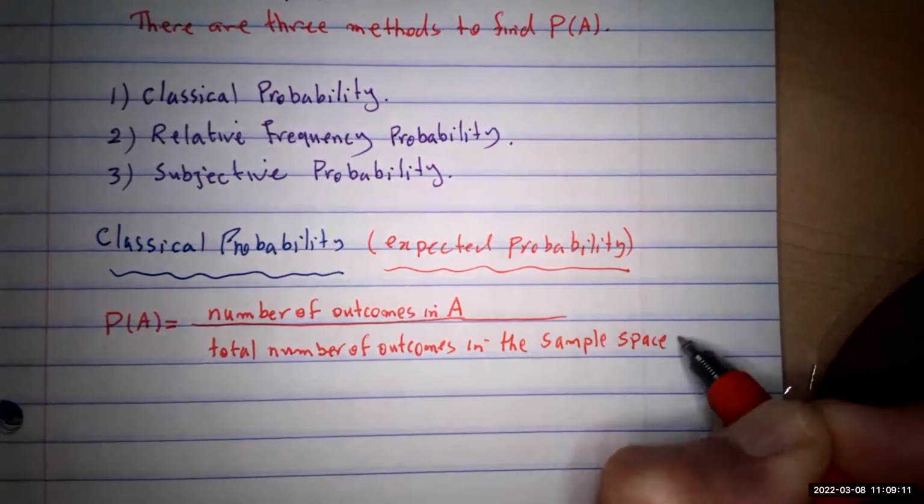And divided by N of S, meaning the number of the outcomes in A divided by the number of the outcomes in S. That would be classical probability, or the way you are going to find the probability. N of A means the number of the elements in A. N of S means the number of the elements in S, the number of the outcomes.